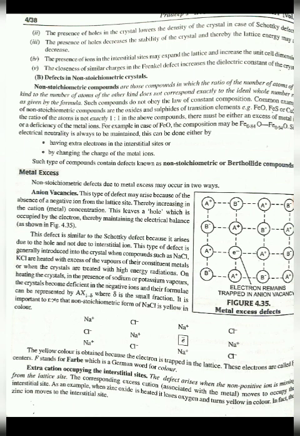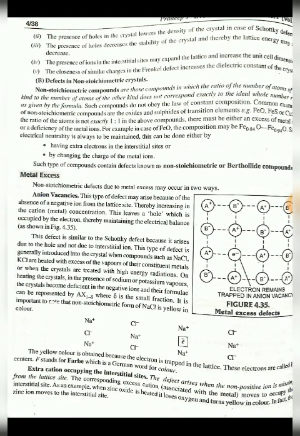For example, in the case of FeO, the composition may be Fe0.84O, Fe0.94O. Since electrical neutrality must always be maintained, this can be done either by having extra electrons in the interstitial sites or by changing the charge of the metal ions. Such types of compounds contain defects known as non-stoichiometric or Berthollet compounds. Metal excess. Non-stoichiometric defects due to metal excess may occur in two ways.